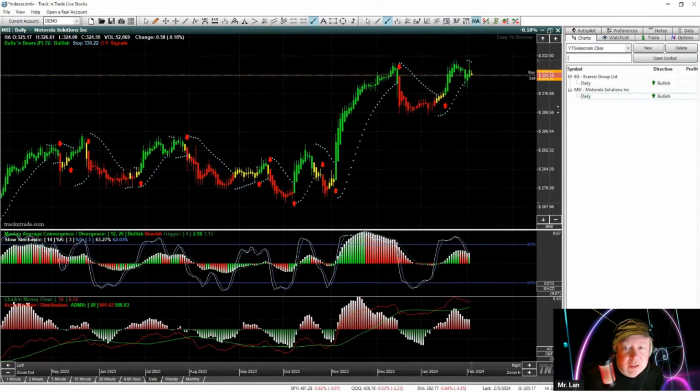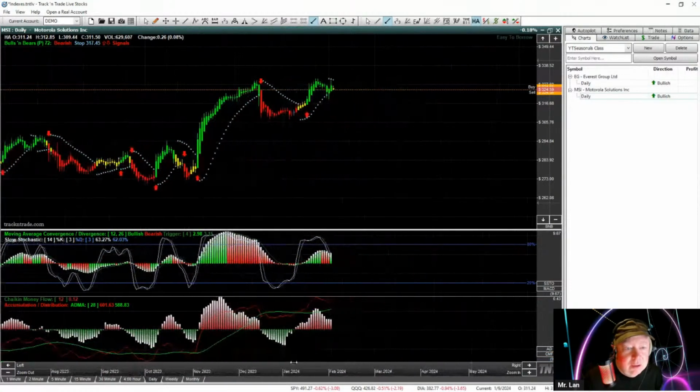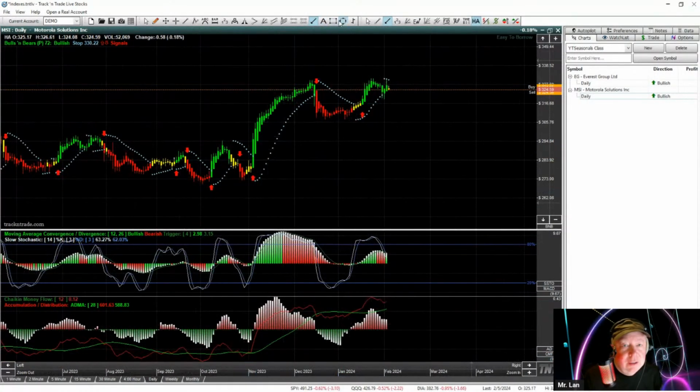Motorola Solutions. Look at that baby. Rock and roll. Somebody lit its fire. So there we go. There's drive 1. There's our counter trend. Boom, boom, boom. Going through the yellow drives.